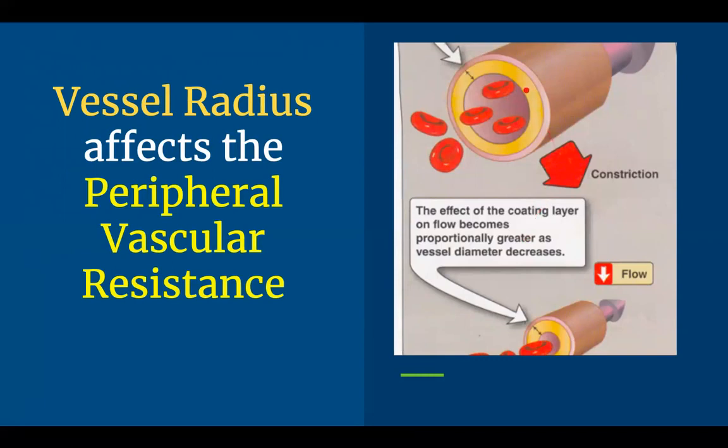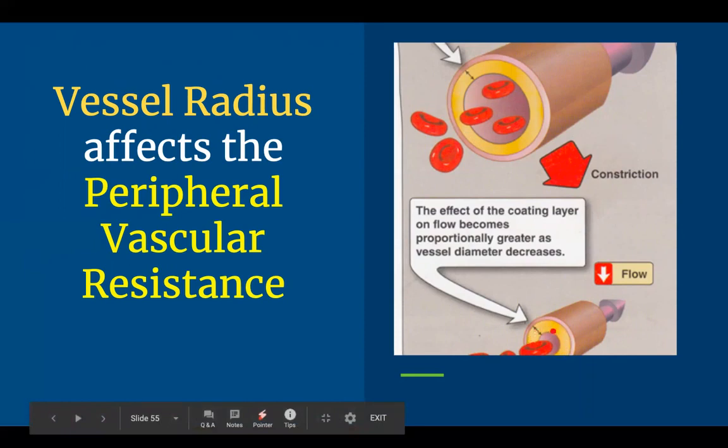You can see this is the coat of endothelium lining the blood vessels. And when blood is flowing through these vessels, this endothelium will exert a friction, and that will increase the peripheral resistance. Now, the endothelial lining remains the same, but if the vessel radius becomes less, then the effect of this coating layer becomes more, and more friction is exerted, and that will increase the peripheral resistance. So lowering of the vessel radius increases the peripheral resistance.